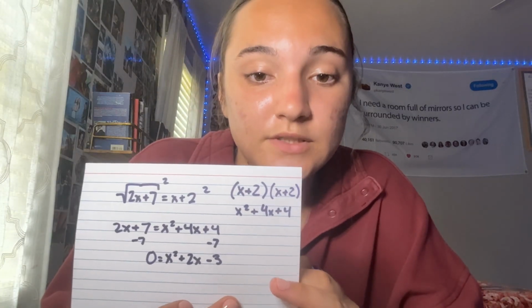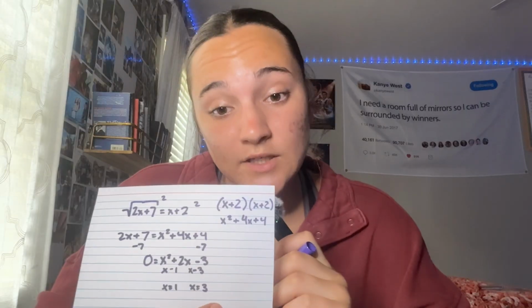So let's factor, and we'll do it. Let me know what you get. Again, the equation is x squared plus 2x minus 3, and we'll see what we get. You should get x equals 1 and x equals negative 3. One of which is extraneous.